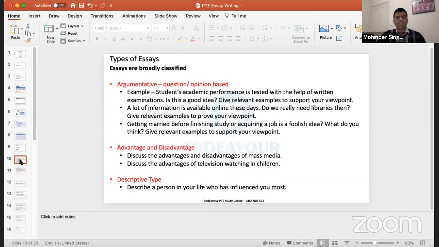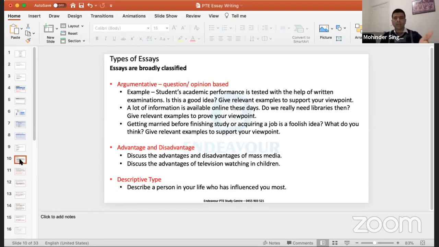Okay. Now let's quickly have a look at the different types of essay topics. I have broadly categorized them into 3 categories. Now, the categorization of essay topics into different categories is an individualistic approach. If you go to another tutor, he may have his own understanding, but this is my own understanding.